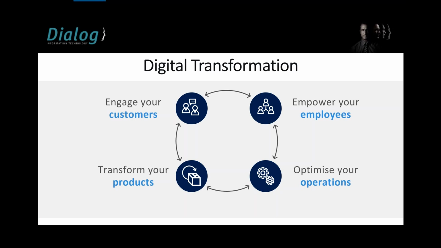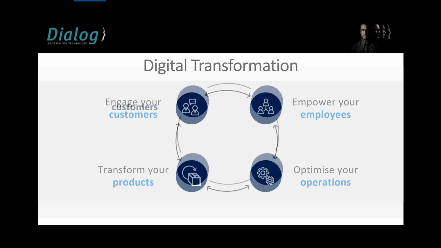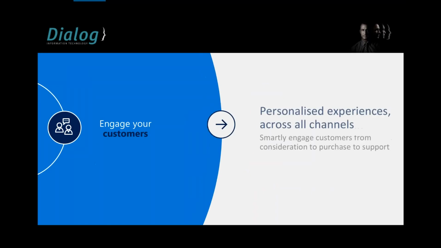Microsoft refers to this process as digital transformation. Digital transformation is re-envisaging how you engage your customers, empower your employees, optimise your operations and transform your products. To enable digital transformation strategies so that organisations can grow, evolve and meet the changing needs of customers as well as capture new business opportunities, companies need intelligent business applications, and that's where Dynamics 365 comes in. Let's look at each of these in slightly more detail.